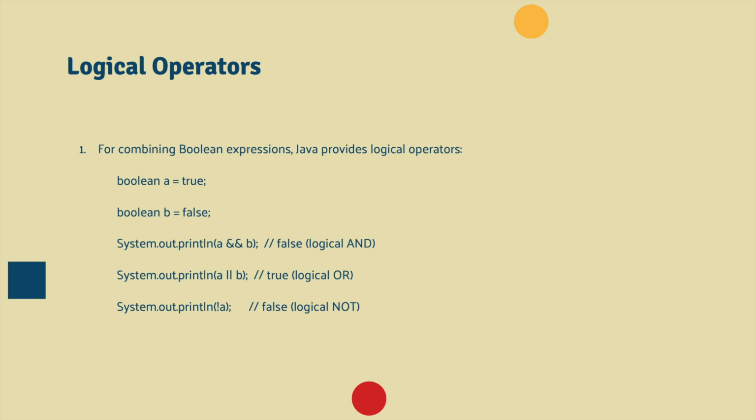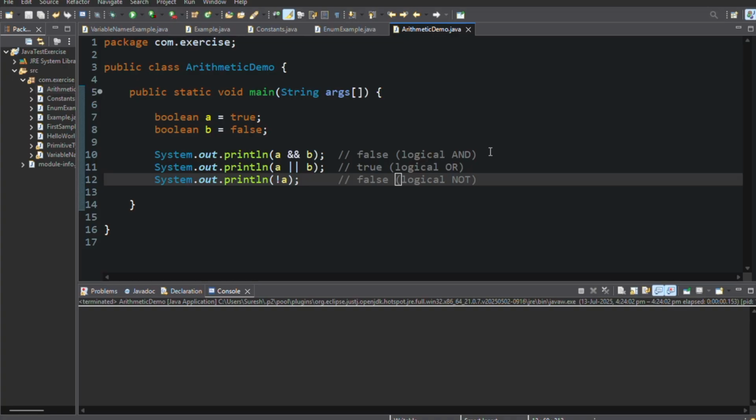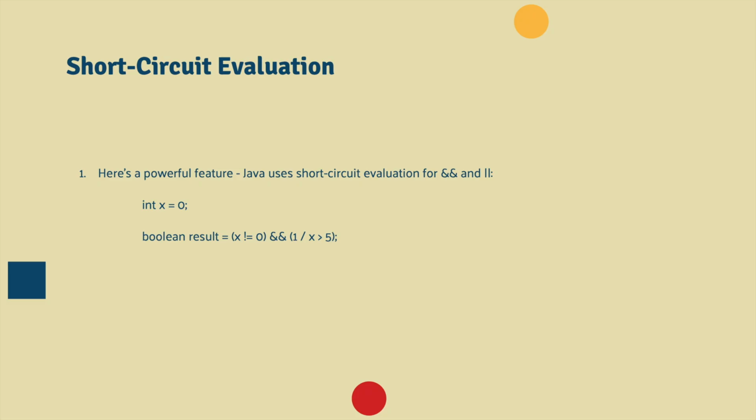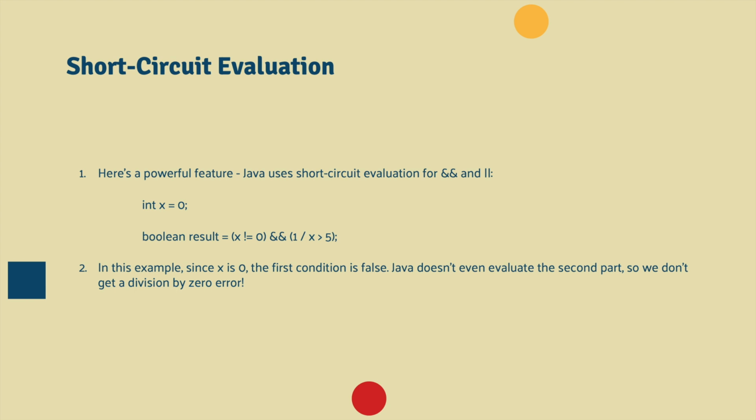For combining Boolean expressions, Java provides logical operators: logical AND, logical OR, and logical NOT. Here's a powerful feature. Java uses short-circuit evaluation for logical AND and logical OR. In this example, since x is 0, the first condition is false. Java doesn't even evaluate the second part, so we don't get a division by 0 error.